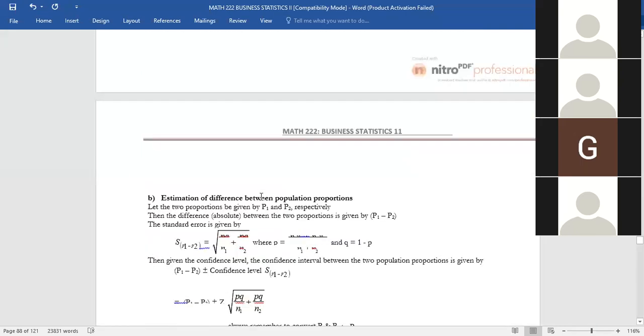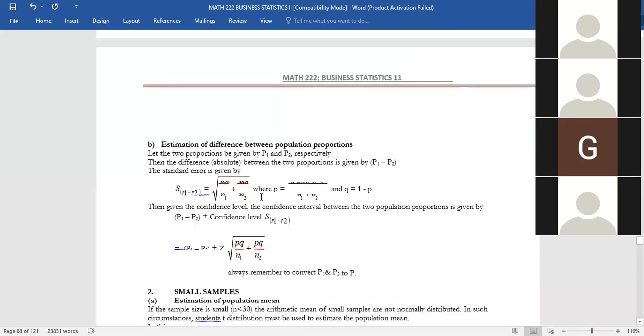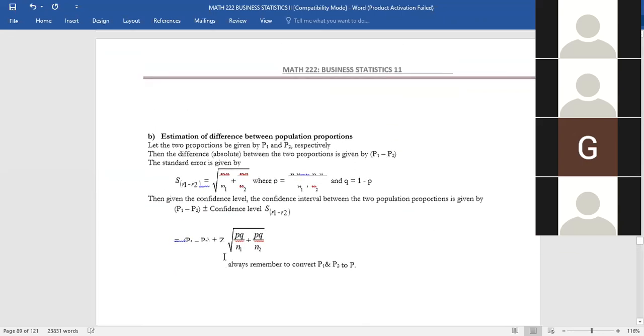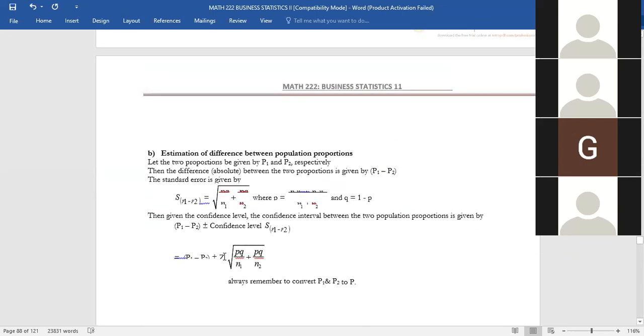I want to bring the last one: the estimation of the difference between the proportions. We'll be doing the small samples in our next class, so forget about the small samples. So the estimation of difference between population proportions. Again, we go back to the probability. Let the two proportions be given by P1 and P2 respectively. So we are getting the difference.